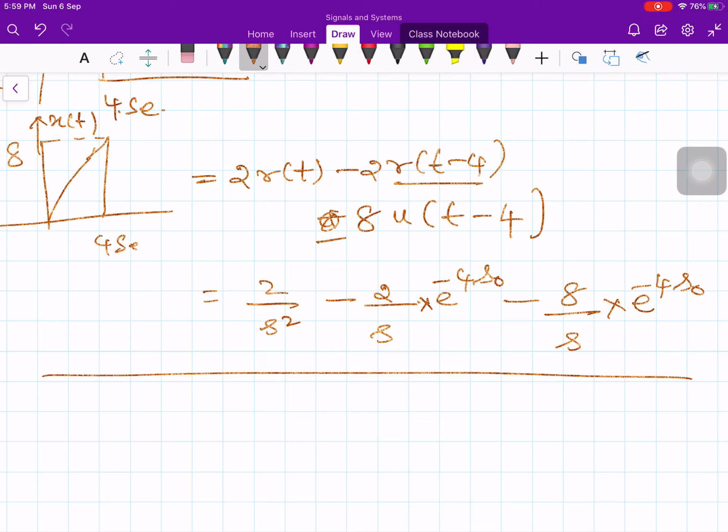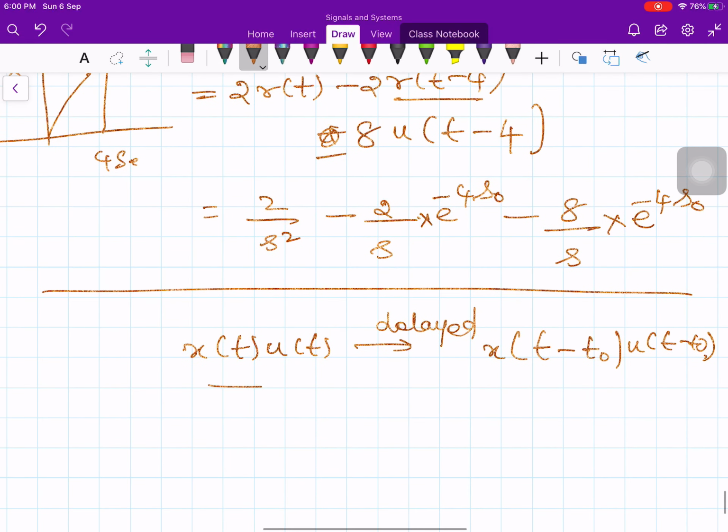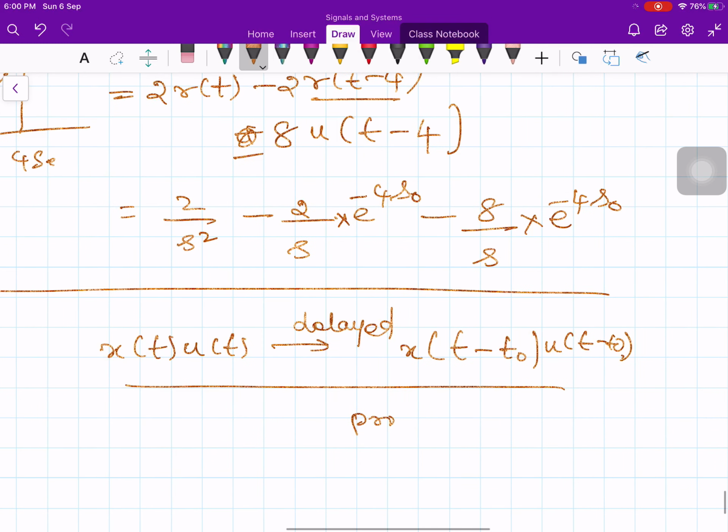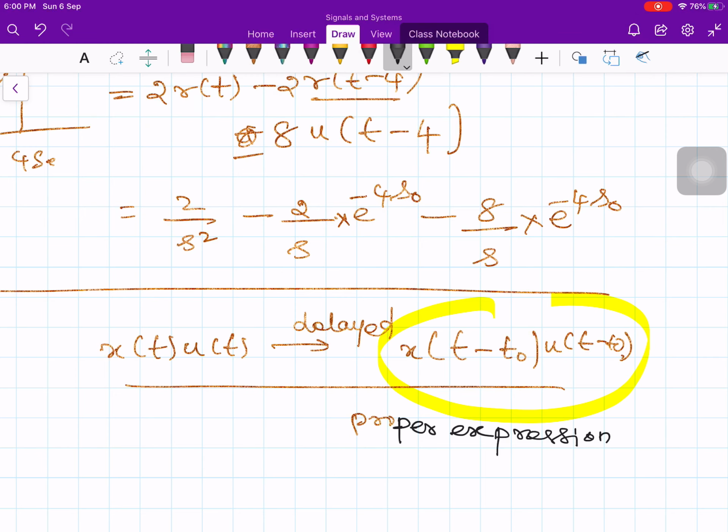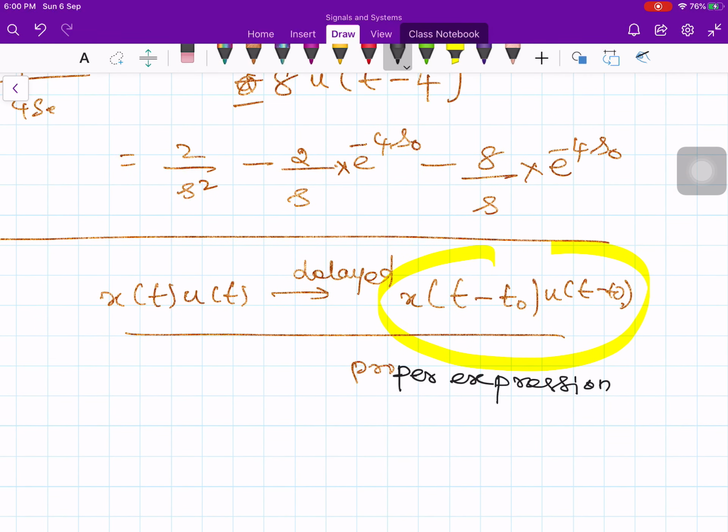Now let me consider one more example. So when you are doing this kind of shift we must be careful when you are talking about the notation for delayed time function, that if we have x of t times u of t, what is the delayed signal? Delayed signal is denoted by x of t minus t naught and u of t minus t naught. Okay, this is the proper expression for the delayed time functions.